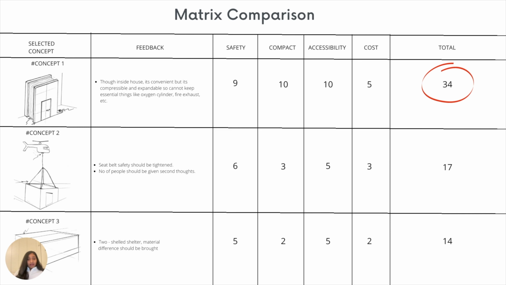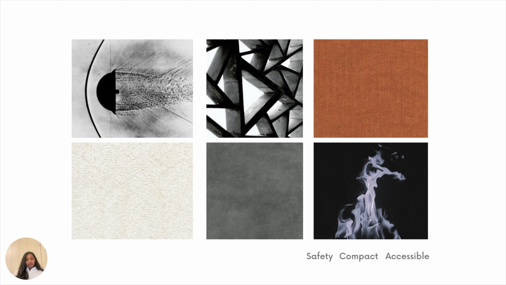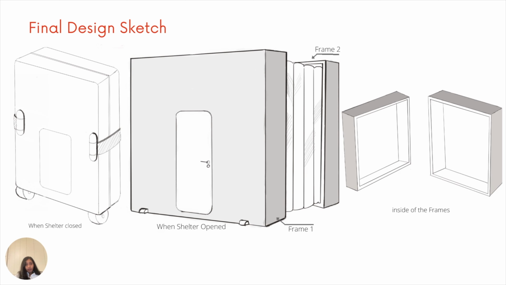And here is a matrix comparison of all the selected concepts, ranked based on a few factors like safety, compactness, easy accessibility, and cost effectiveness. Of all these, concept one, the compressible shelter design attached to your house, scored the maximum, so I went with that. Here's my mood board. The keywords I want to concentrate on are safety, compactness, and easy accessibility. Here are the sketches of my final design.